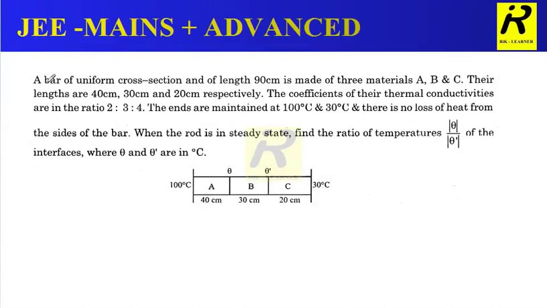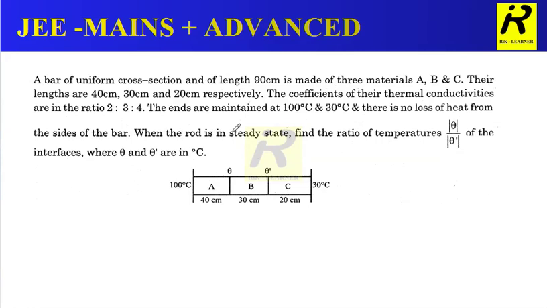The question is, a bar of uniform cross section and of length 90 centimeter is made of three materials A, B and C. Their lengths are 40 centimeter, 30 centimeter and 20 centimeter respectively. The coefficients of their thermal conductivities are in the ratio 2 is to 3 is to 4. The ends are maintained at 100 degrees Celsius and 30 degrees Celsius, and there is no loss of heat from the sides of the bar.